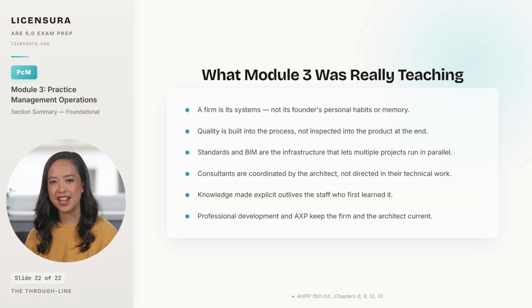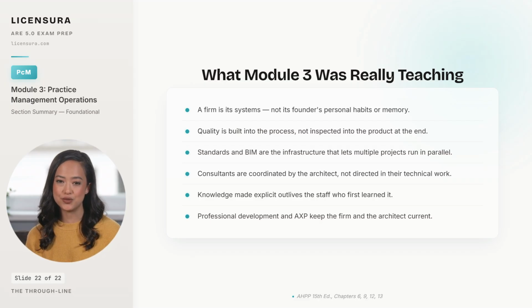Pull the through line one final time before the closing recap. 6 statements that capture what this entire module was really teaching. First, a firm is its systems. The founder's personal habits and personal memory are not the firm. The documented, repeatable processes that anyone on staff can execute are the firm, and that distinction is the dividing line between a practice that scales and one that collapses when the principal takes a vacation.